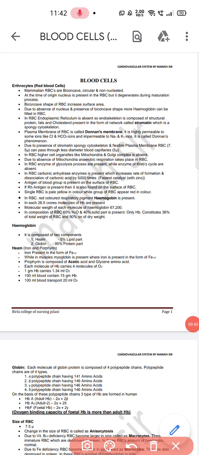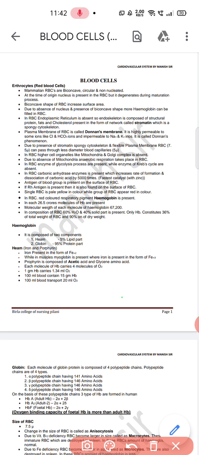The RBC has a plasma membrane called Donnan's membrane. It is highly permeable and maintains the inflow and outflow of ions such as chloride and HCO3. That phenomenon is known as Donnan's phenomenon.